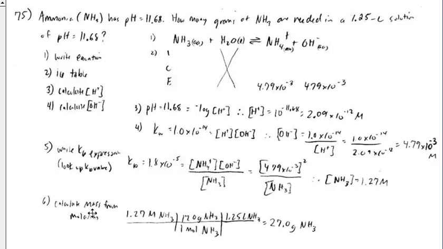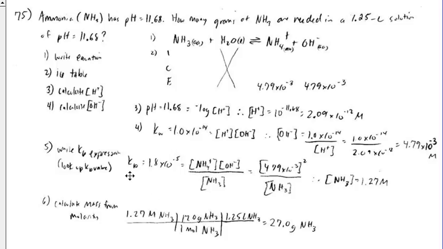Then you calculate your mass from the molarity, 1.27 molar. You convert your moles into grams with the molar mass, and use the liters to cancel out your liters. You need 27 grams of the ammonia to make a solution that has a pH of 11.68.